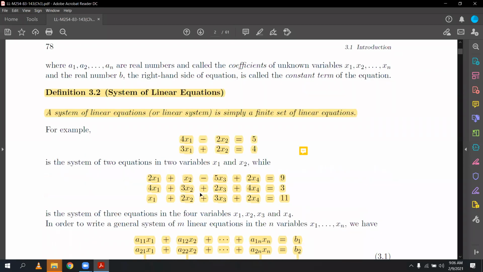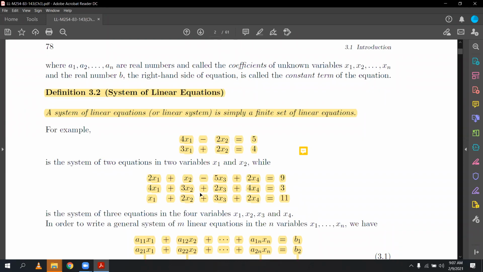So what is our topic? Our topic is a system of linear equations. It means we will discuss examples where you are given more than one equation here.